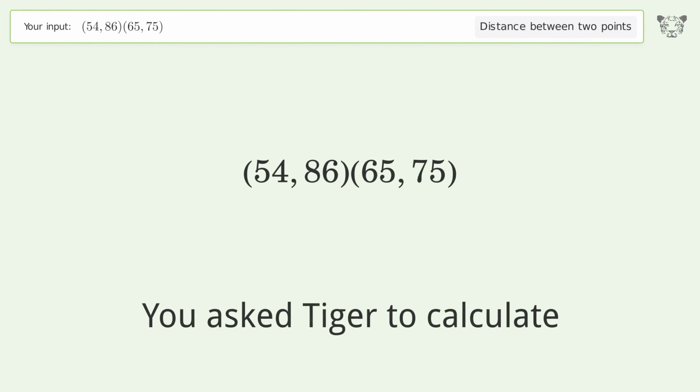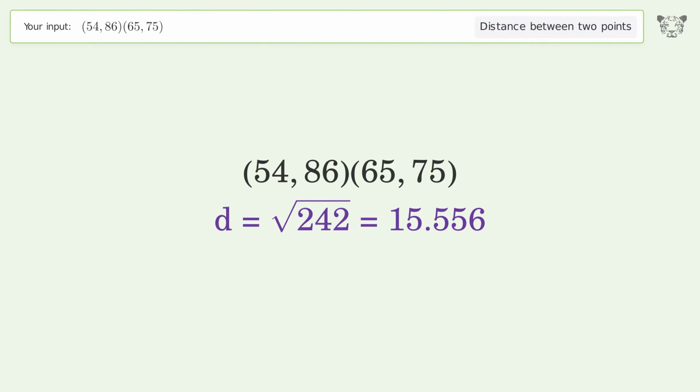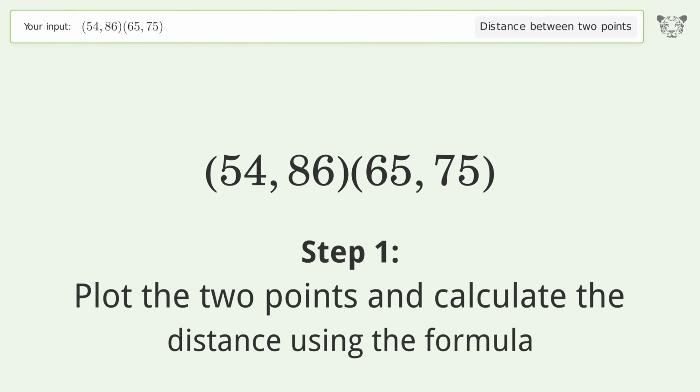You ask Tiger to calculate. This deals with the distance between 2 points. The distance between the 2 points is the square root of 242, or 15.556. Let's solve it step by step. Plot the 2 points and calculate the distance using the formula.